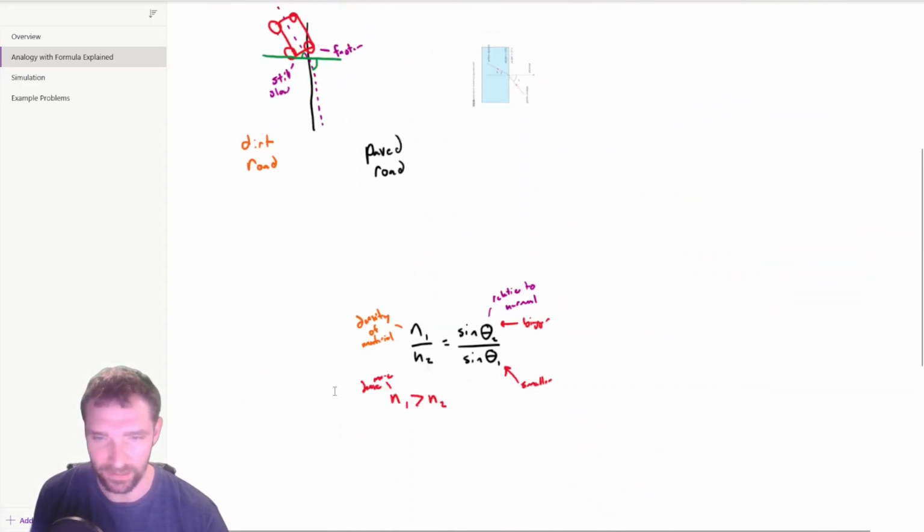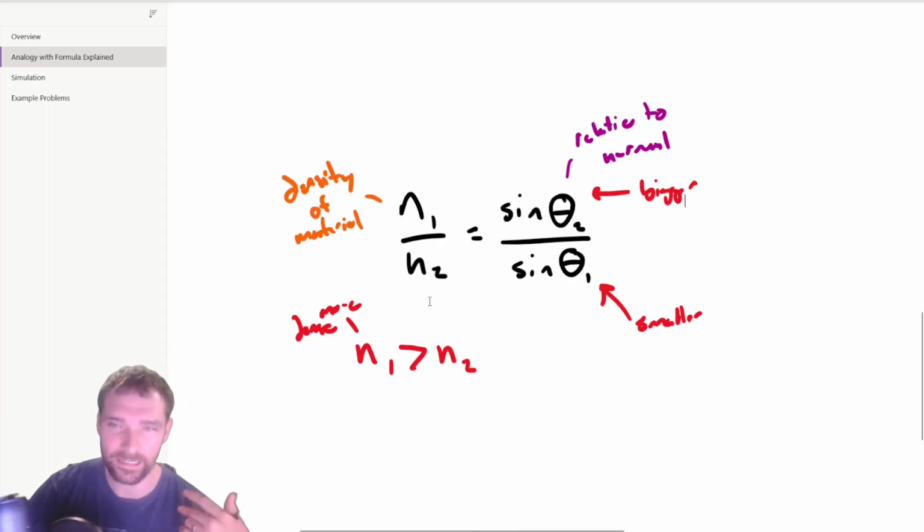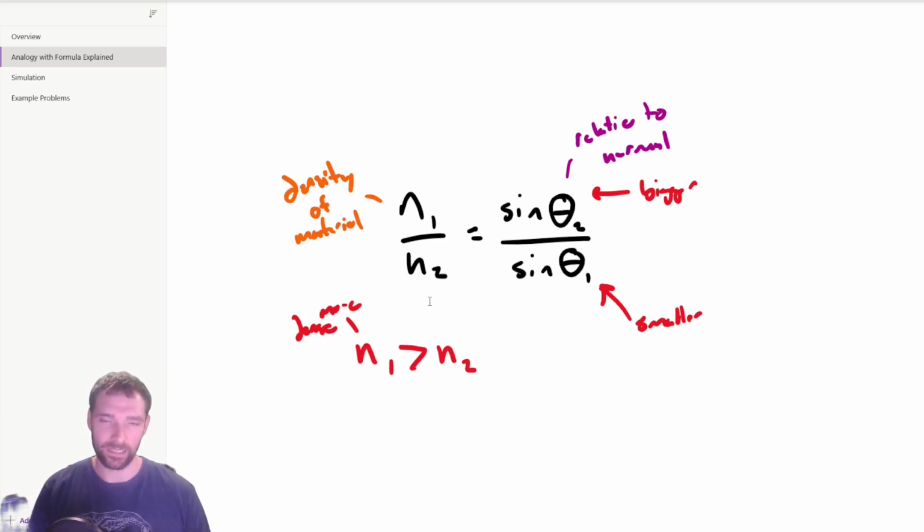There's other ways to write this formula. I like this because it helps you see, oh, in this case, the top of the fraction is bigger than the bottom of the fraction, and that corresponds when we have the thing with a bigger n value having a smaller angle.